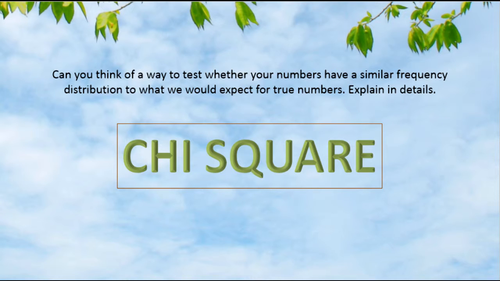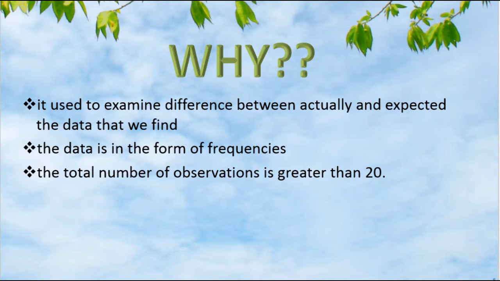to what we would expect for true numbers? Explain in detail. A way to test whether your numbers have a similar frequency distribution is by using chi-square. Why? Firstly, it is used to examine the difference between the actual and expected data that we find. Second, the data is in the form of frequencies. Third, the total number of observations is greater than 20.